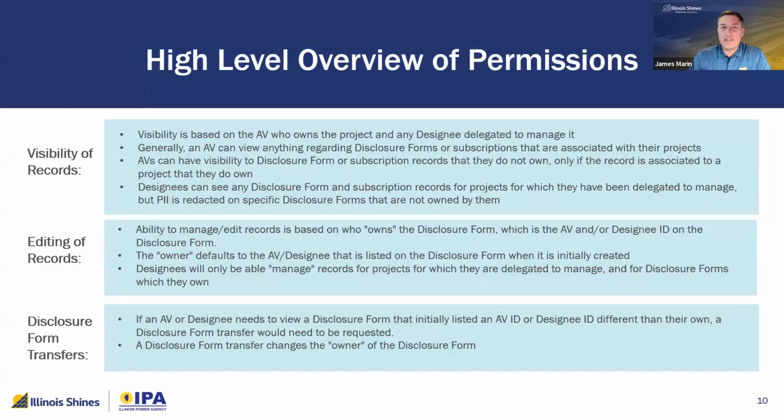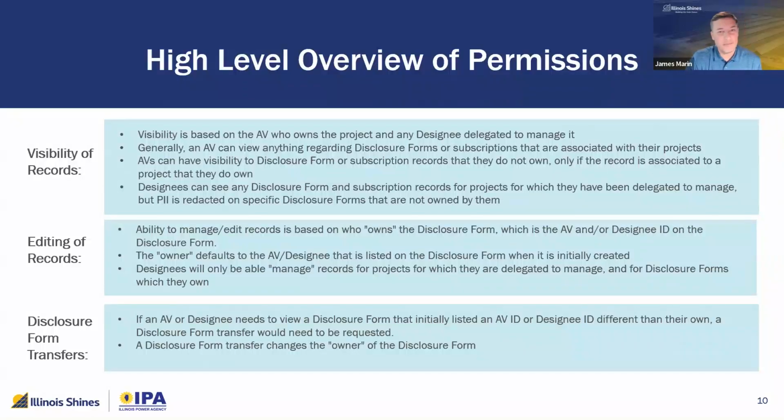Okay, so this is a high level of the permissions and how they work in subscription management. So let's start with visibility of records. Visibility is based on who owns the record and the AV whose project it's subscribed to. So AVs would be able to view any disclosure form or subscription associated with their projects. This means that AVs would have visibility to all disclosure forms and subscriptions that are associated with their projects. For designees, they can see all disclosure forms and subscriptions on projects they have been assigned to. But all personal identifiable information is redacted from disclosure forms and subscriptions they do not own.